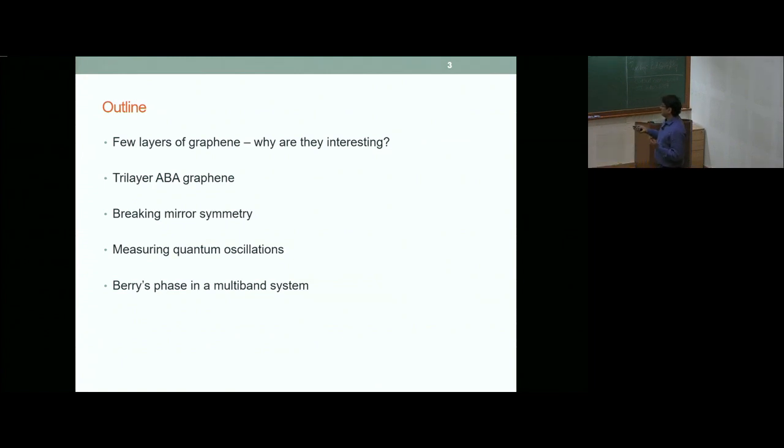The take-home message from our work, which we're interested and excited about, is that if you have a multi-band system, because of a filling constraint, because you have an overall same density through bands, you can get some sense of the Berry phase of another band by measuring quantum oscillations of a completely different band. So that's the take-home message. I'll slowly give you all the ingredients that are needed to understand the physics that I'll describe.